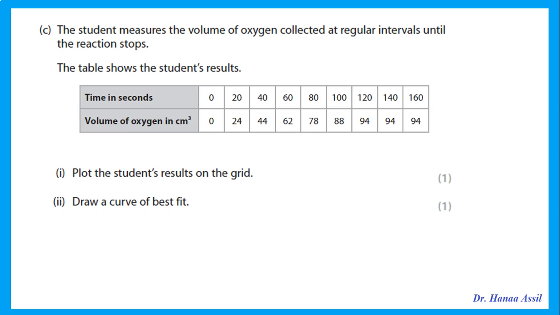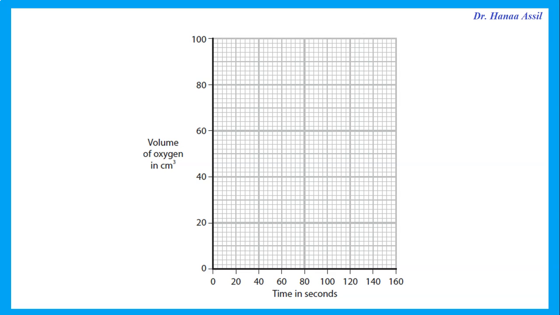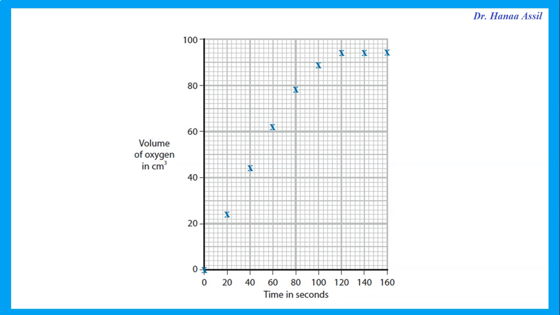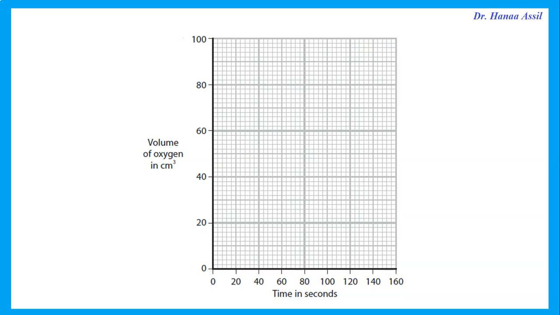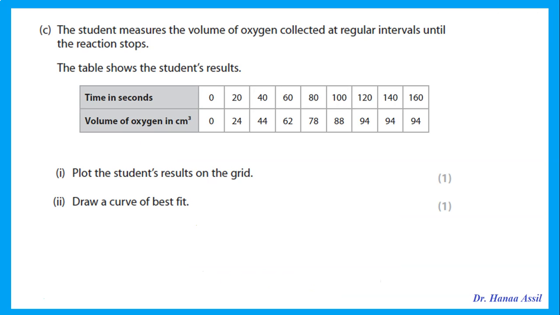The student measures the volume of oxygen collected at regular intervals until the reaction stops, and we're given a table and we are required to plot the student's results on the grid and draw a curve of best fit. Please read the instructions. So, what should we do? The information in the table we need to plot onto the graph paper or the grid. The X and Y axes are already labeled. Remember, if they're not labeled, then you have to label them.